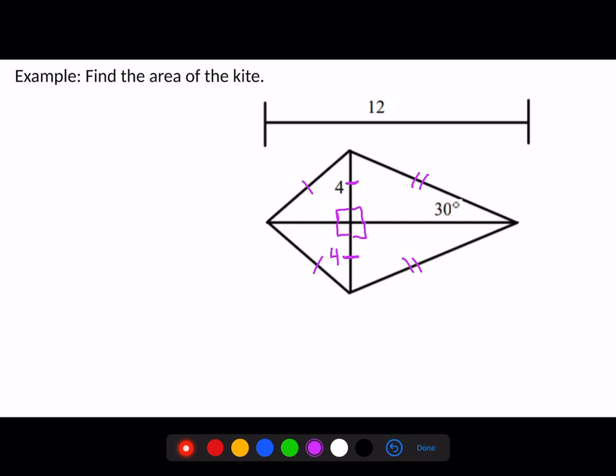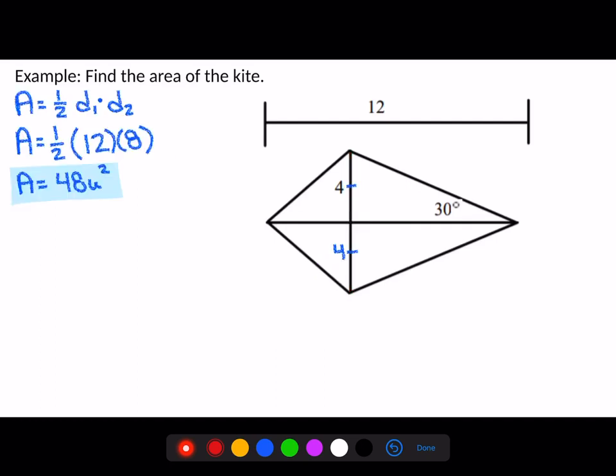Now, that doesn't mean that this side length and this side length of this diagonal are congruent, but these two will be. So from here, we can use our area formula. Area is equal to 1/2 d1, which is 12, times d2, which is, you're going to think 4, but it's actually both of those combined, which is 8. From here, we're left with area is equal to 48 units squared.